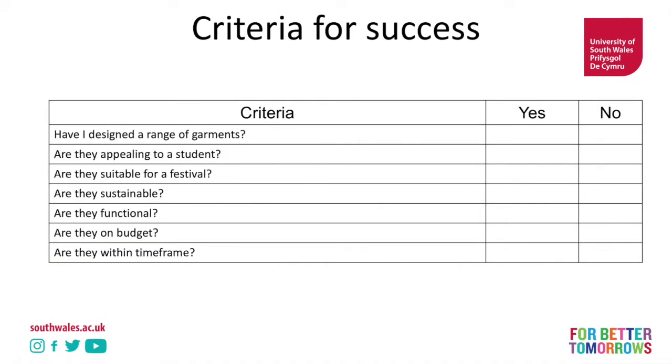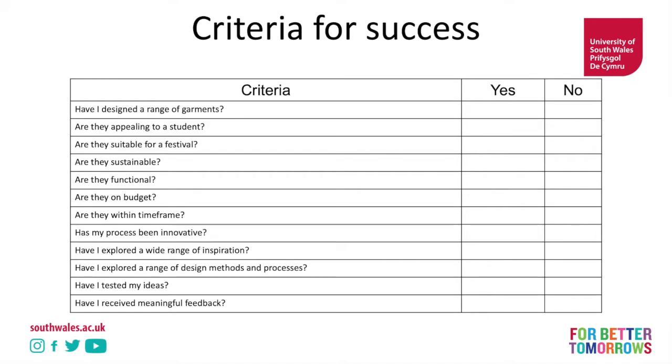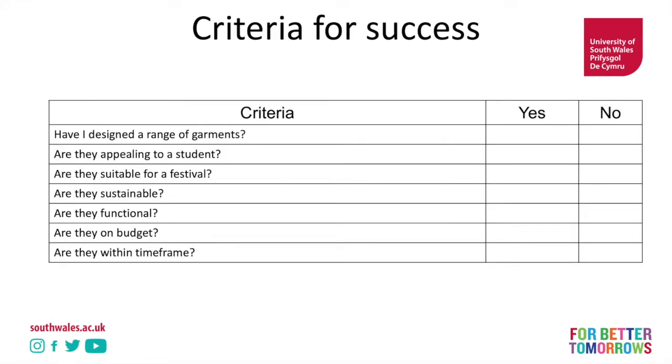Let's jump into it. Based on the brief we've just looked at, have I designed a range of garments? Are they appealing to a student? Are they suitable for a festival? Are they sustainable? Are they functional? Are they on budget? And are they within time frame? And each of these questions has been drawn directly from the brief that we looked at previously.